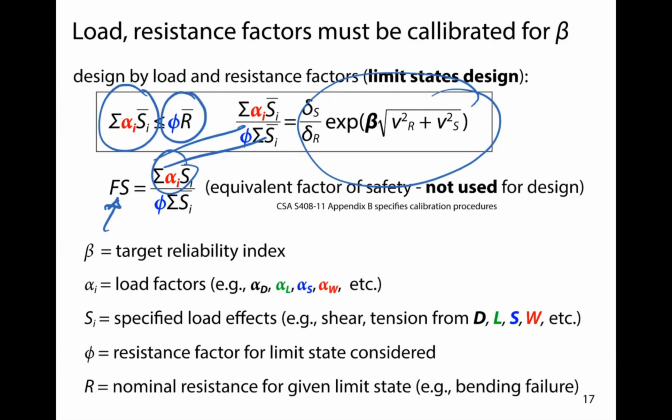We're going to have different effects: dead, live, snow, and wind. And then there's going to be a resistance factor for whatever it is we're considering, yielding of a brace, fracture of a bolt. We're going to have different resistance factors for the nominal resistance that we would typically calculate.